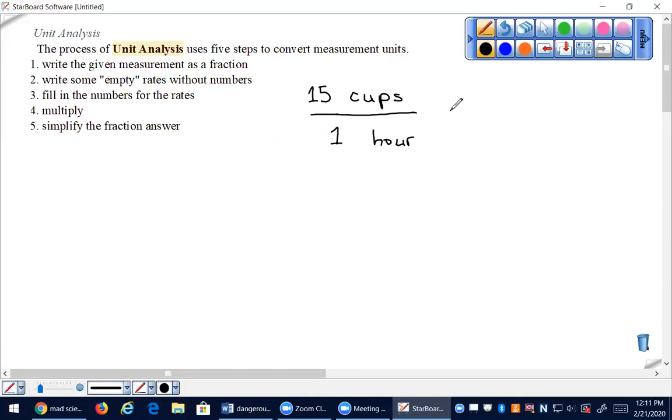So I'm wondering how many gallons per day is this? How much water am I wasting if I can't fix my drip? Everyone happy with my question so far? Okay, so I start by writing my thing as a fraction. It already is a fraction.